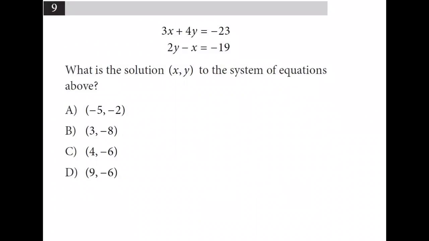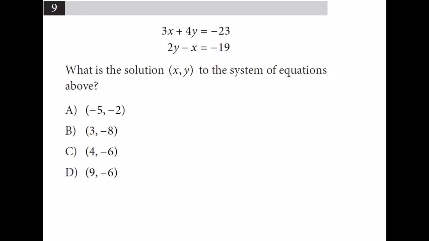Number 9. 3x plus 4y is equal to negative 23. 2y minus x is equal to negative 19. What is the solution, x y, to the system of equations above? There are 2 primary ways to solve systems of equations. Anyone remember what they are? Or at least one of them? If you said substitution or elimination, nice job.